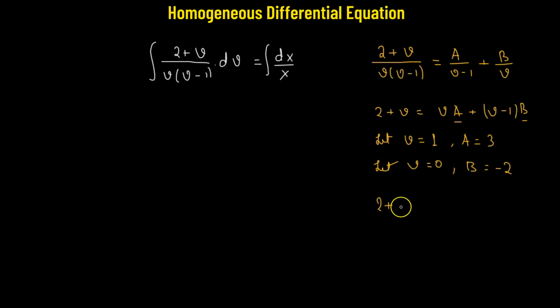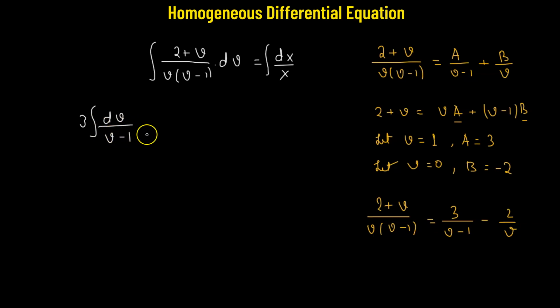Our partial fraction will be, so we have (2 plus v) divided by v times (v minus 1). That will be equal to 3 divided by (v minus 1) minus 2 divided by v. So our integral can now be expressed as 3 times the integral of dv over (v minus 1) minus 2 times the integral of dv over v equals the integral of dx over x.